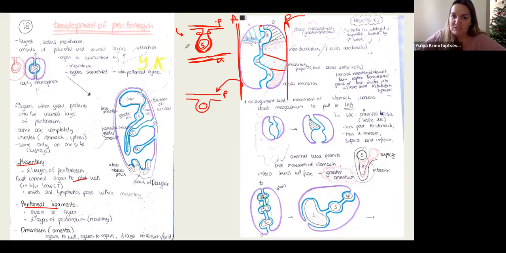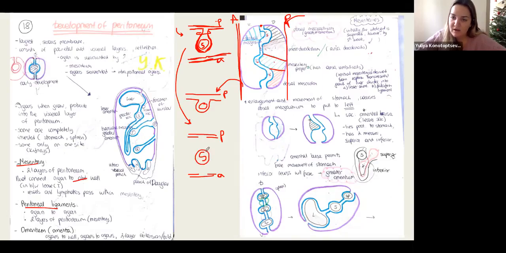If I want to draw the same picture, but I want to draw it for the stomach, right? So how would the stomach look in the same cross section? So again, of course, you draw the posterior body wall, you draw the anterior body wall. There is a parietal layer that is on those body walls. This is the parietal layer of the mesoderm or peritoneum. And somewhere in the center, this is a cross section of your stomach.